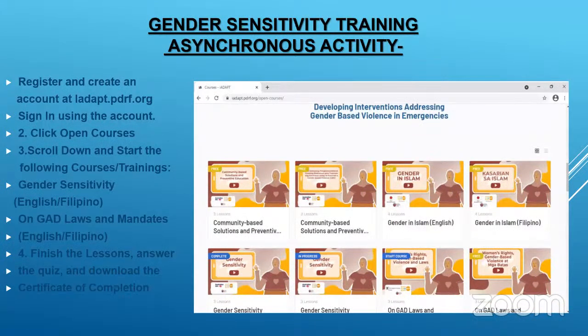This is a website where they teach gender-based things. Here we can register and create an account. You should sign in, use the account, scroll down and start the courses and trainings for gender sensitivity. And there are laws and mandates. Finish the lessons, answer the quiz, and download the certificate of completion. This can make society think about the opinions which they are pressuring on someone, which is not right.